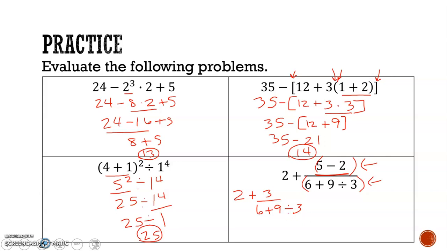Now if I'm looking at the bottom, I can choose between addition and division first, and division comes first. So I have 2 plus 3 over, and then 6 plus 9 divided by 3 is 3. I'm going to bring this up over here. And I still have two numbers on my denominator, so I have to do 6 plus 3 next. So bring over the 2 plus 3 over 9. And then 3 over 9, I can simplify down to 1/3. So 2 plus 1/3 is just 2 1/3.